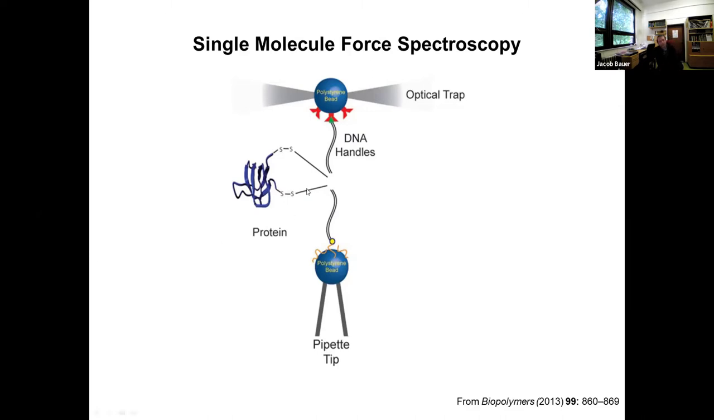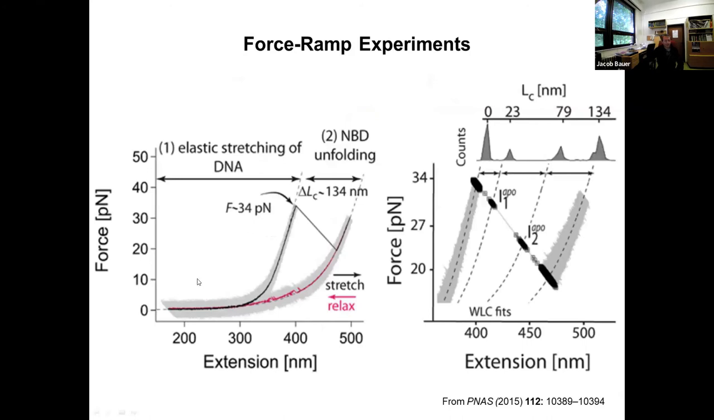So what you do is you then move the moving part to put increasing force on the protein, and you observe what happens as the protein comes apart. Here's a plot from a paper from a few years ago. On the x-axis, you have extension. As you apply greater force, you stretch the system more and more. The first part is the elastic stretching of the DNA.